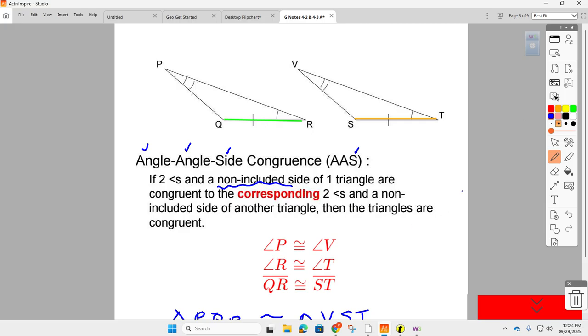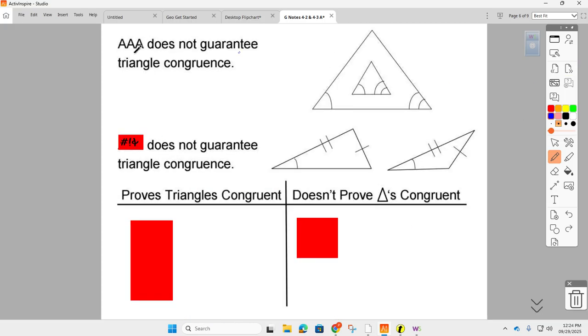So we have some things that kids think are going to prove congruence. Very often we see kids give a reason for congruent triangles and write angle, angle, angle. Three angles congruent in a triangle does not make triangles necessarily congruent. They might be, but we can't prove congruence that way.